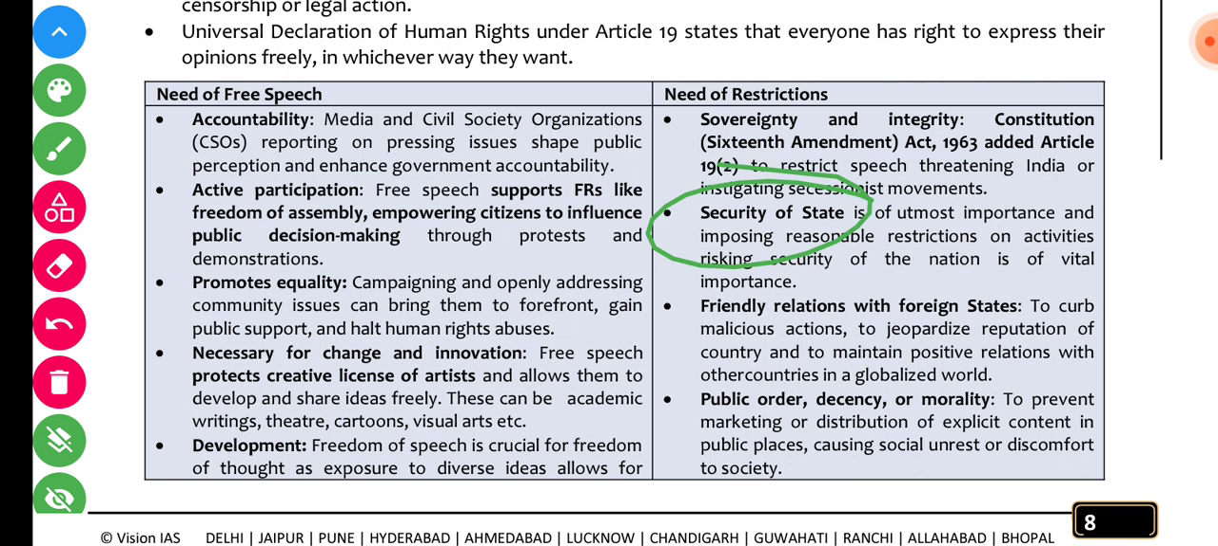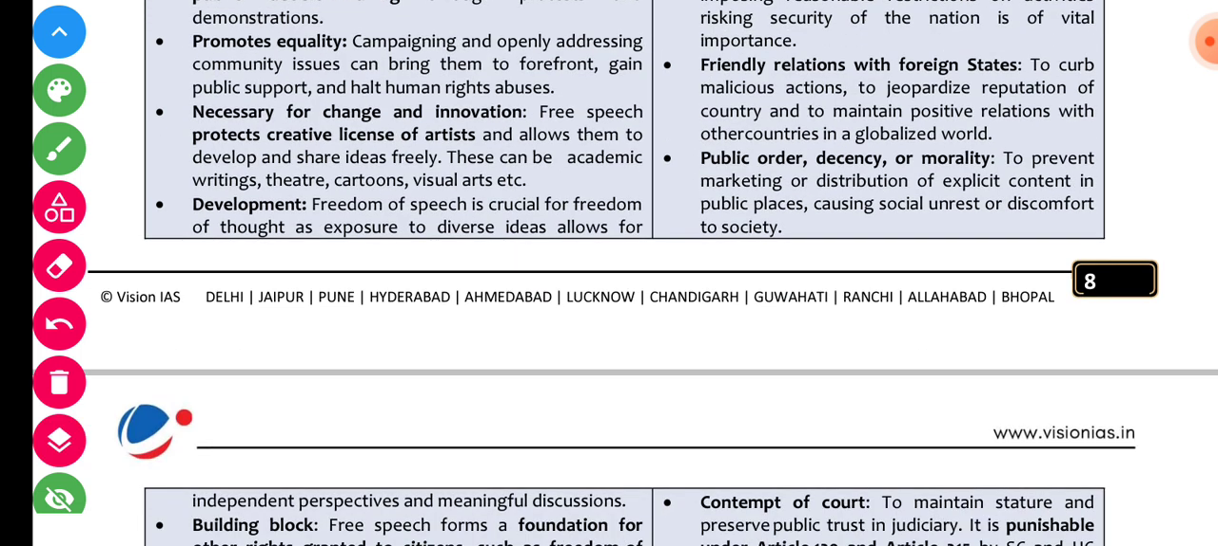And security of the state is of utmost importance, and imposing reasonable restrictions on activities risking the security of the nation is of vital importance. And friendly relations with external or foreign states, to curb malicious actions like threat of terrorism and cyber attacks, which jeopardize the reputation of the country, and to maintain positive relations with other countries in a globalized world. And public order, decency or morality.